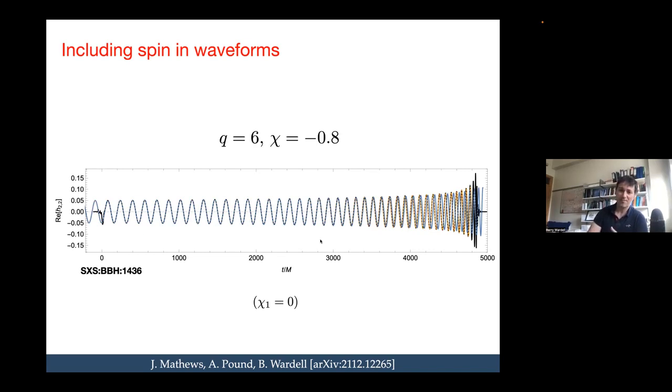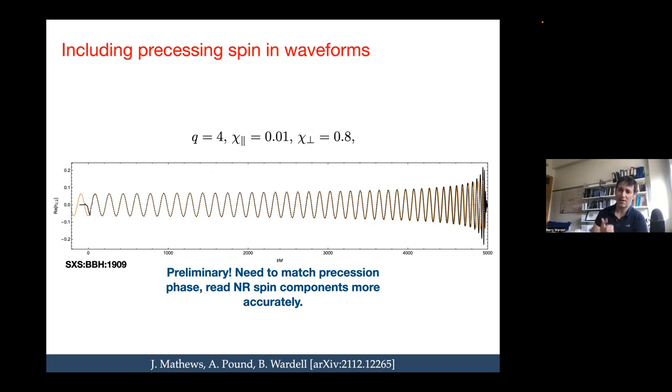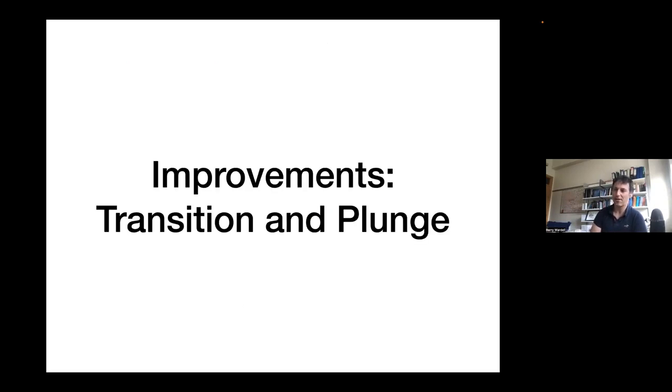We can also capture spin precession. So when the spin is not parallel to the angular momentum, the orbit precesses, and you get a lot more rich structure. And this plot is just representing the fact that we've now added that into the model as well, although in a preliminary way. So that's spin effects. The last thing I want to mention is improving what happens near the merger.